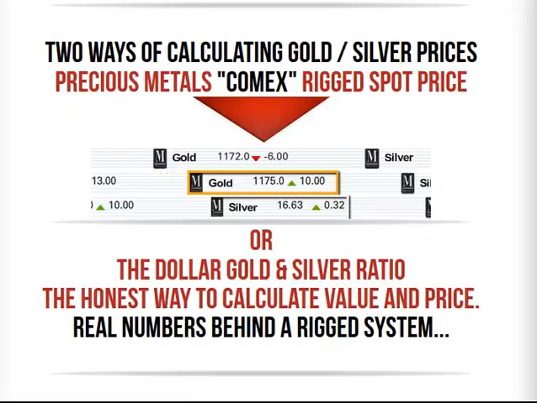So keep in mind, there's basically two ways of calculating gold and silver prices. You can use the precious metals COMEX, which is the rigged spot price, and we'll talk about how these numbers are manipulated and rigged. The other way is to use the dollar gold silver ratio, which is an honest way to calculate the value and the price. You'll find these numbers on the U.S. debt clock, which will help you make an easy calculation.